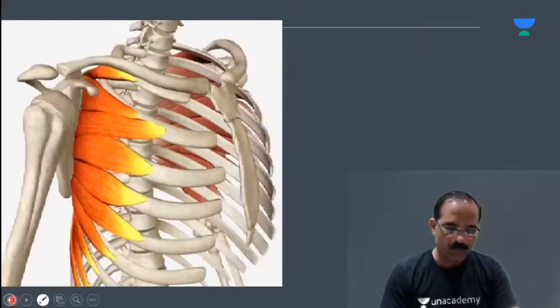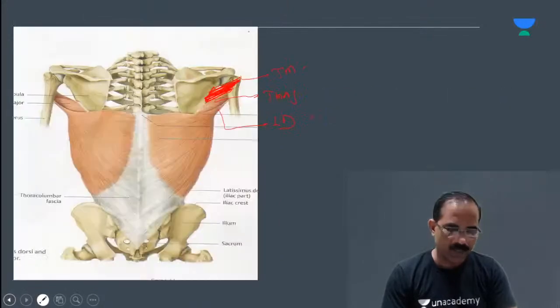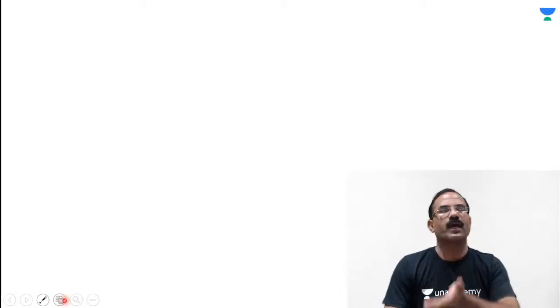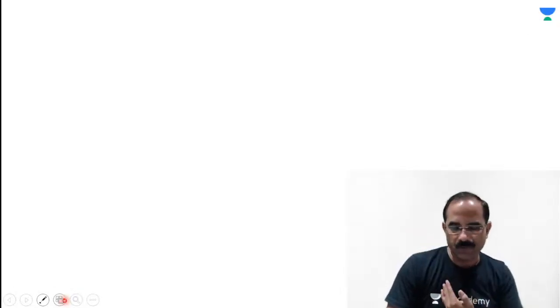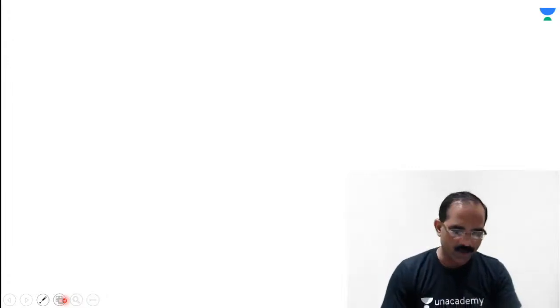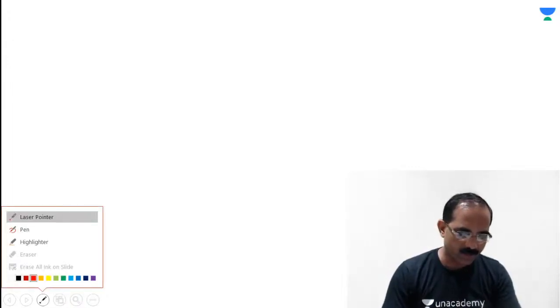Now, one last boundary is left for me. So we are discussing the boundaries of axilla. I've told you the anterior wall, the posterior wall, the medial wall and the lateral wall. Only one last boundary is left. Now, what is the boundary left? Have a look at this.